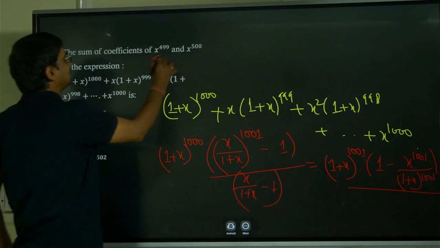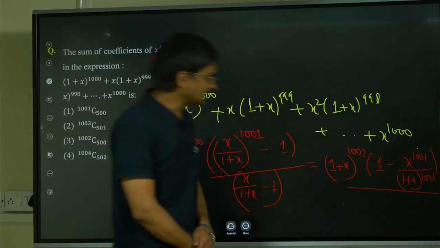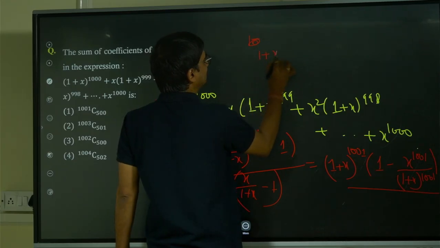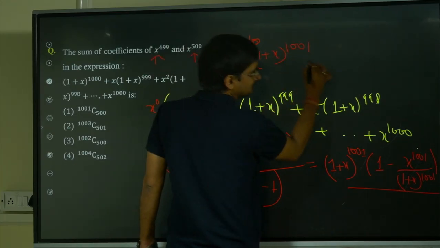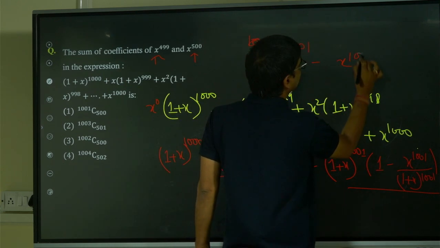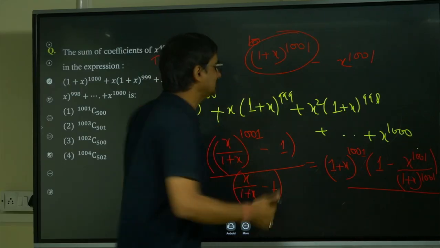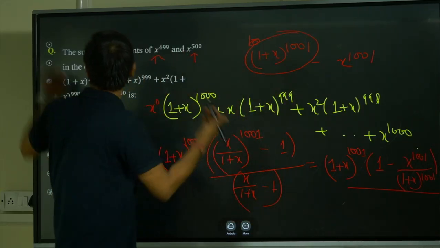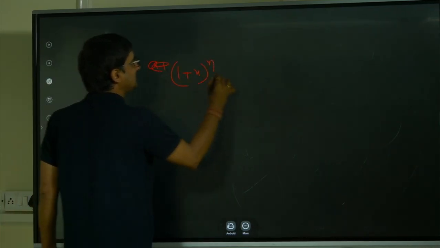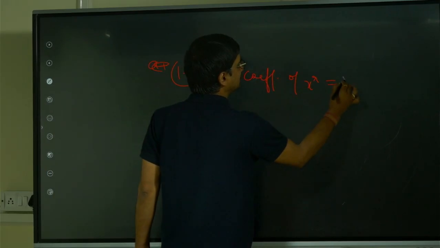Now see, we need x raised to the power 499 and x raised to the power 500. Now from where will we get it? Once we multiply it, so we get 1 plus x raised to the power 1001 minus simple x raised to the power 1000. So of course that's the binomial which will give us both the terms. So what are they? So 1001. See, for NCR, if we remember, for 1 plus x raised to the power n, the coefficient of x raised to the power r is nothing but NCR.